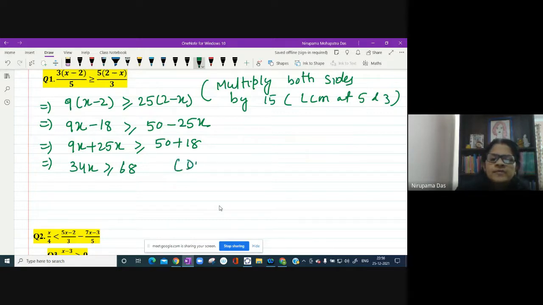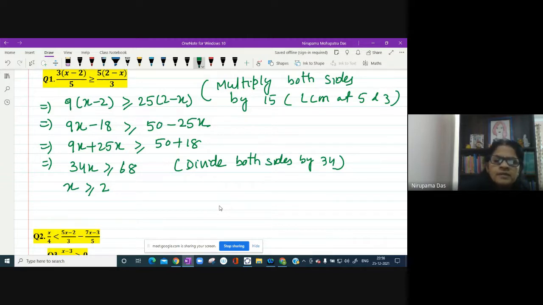Then divide both sides by 34. So you are getting x greater than or equal to 68 by 34, which is 2. Whenever you divide both sides by any positive number, there is no change in the inequality. So x is greater than or equal to 2, and we can write x belongs to the closed interval 2 to infinity.